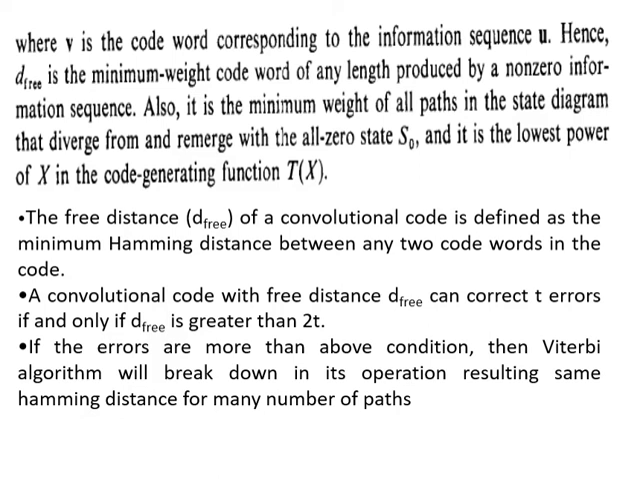If the errors are more than the above condition, then the Viterbi algorithm will break down in its operation, resulting in the same Hamming distance for many paths. So this minimum Hamming distance between any two code words in the code is called the free distance, meaning free distance d free.